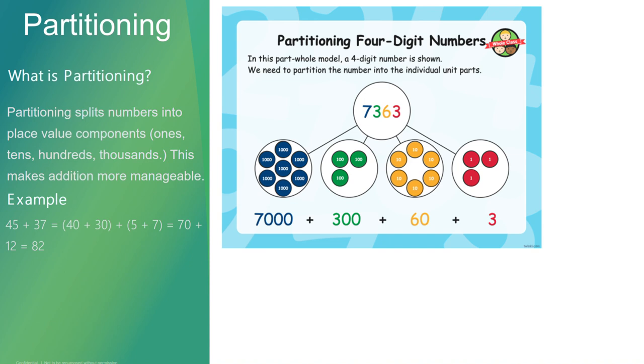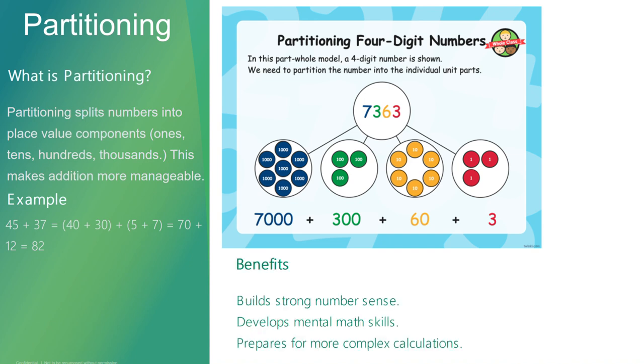When adding two numbers, students can split each number into tens and ones, or hundreds, tens, and ones for larger numbers, and then add each part separately. For example, 45 plus 37 is the same as adding 40 and 30, and 5 and 7, giving you 70 plus 12, and your total is 82. Benefits to using partitioning include building a stronger sense of number, developing mental math skills, and preparing for more complex calculations.